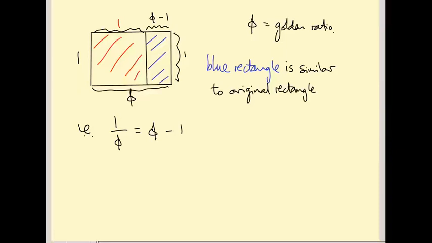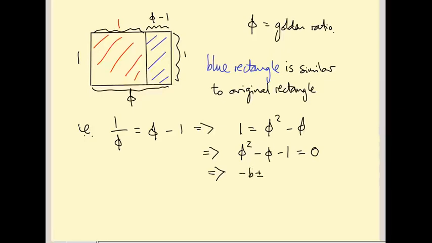Well, let's rearrange this equation by multiplying through by phi. If we multiply both sides by phi, we get 1 equals phi squared minus phi, and that's a quadratic equation for phi, which we can rearrange to be phi squared minus phi minus 1 equals 0, and then solve using this formula for solving quadratic equations, which maybe you remember from school. It's like minus b plus or minus root b squared minus 4ac over 2a.